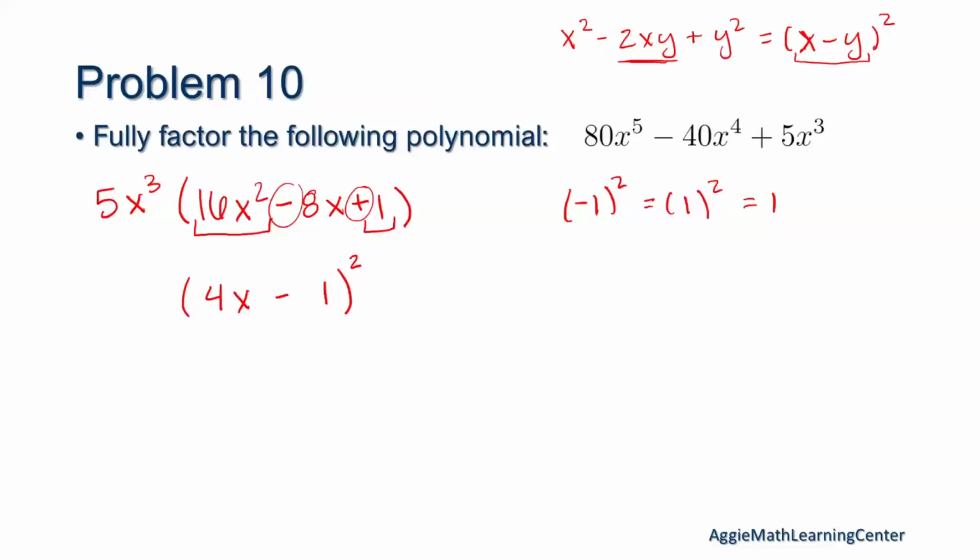And the reason that this is the perfect square identity is because 4x times negative 1 times 2 is this right here, which is equal to negative 8x. So I only really need to find the unsquared versions of the first term and the last term, and as long as that goes to the middle term, it works. And then just make sure we keep that 5x cubed connected there.